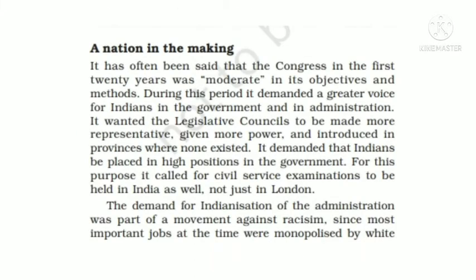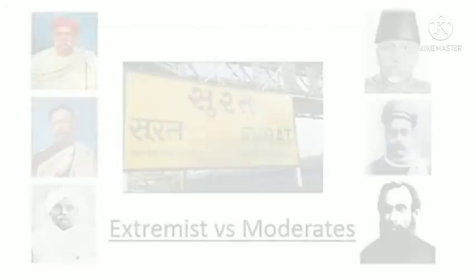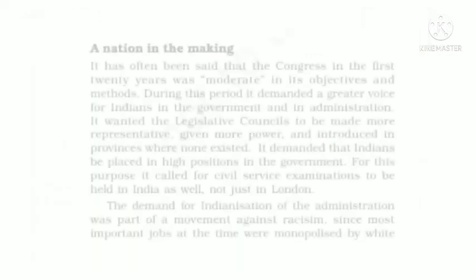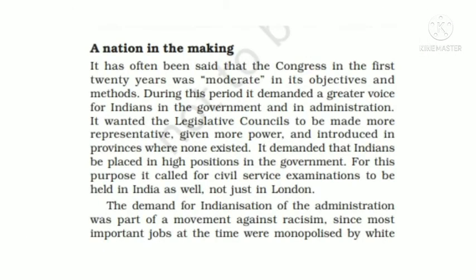Next, a nation in the making. It has often been said that the Congress in the first 20 years was moderate in its objectives and methods. Congress divided into two groups, moderate groups and extremist groups. Okay. The early phase of the Indian National Congress was moderate in its objectives and methods.